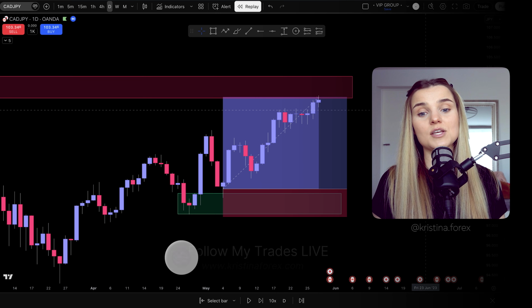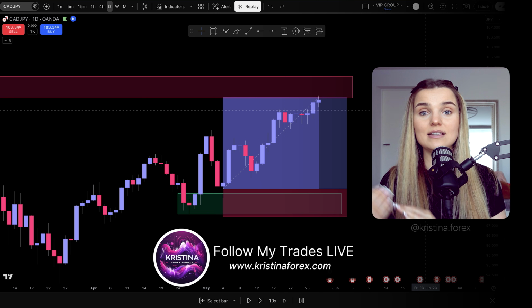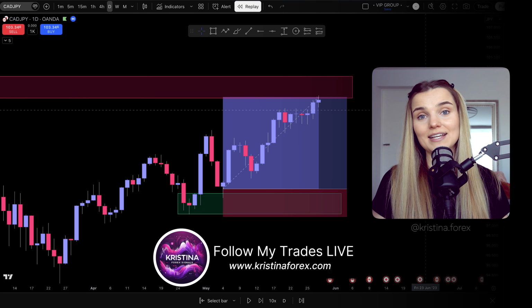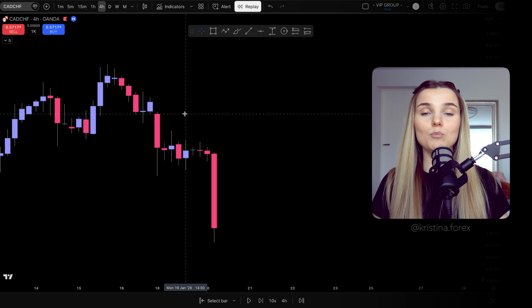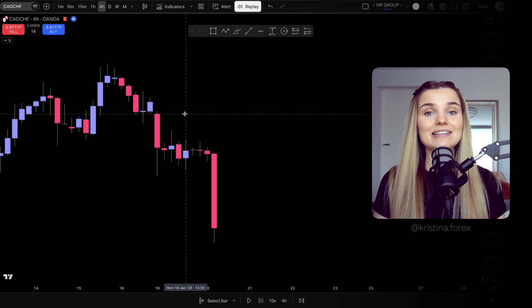And I think this is a brilliant example of how you can utilize a demand zone to trade from. You target the next supply zone, combining with the overall market structure and direction. So now that you have seen a buy example from a demand zone, let's flip this around and take a look at the sell side example using a supply level.